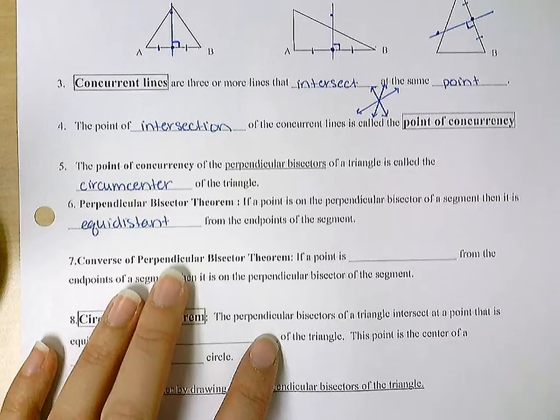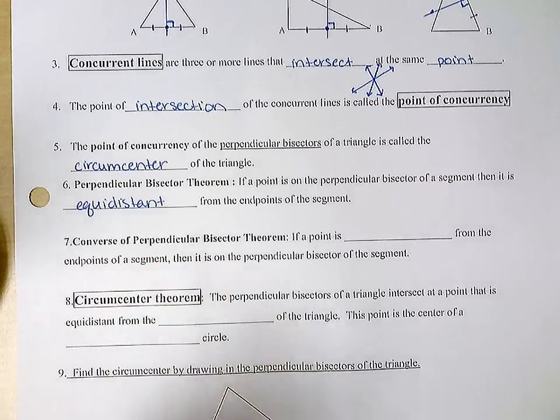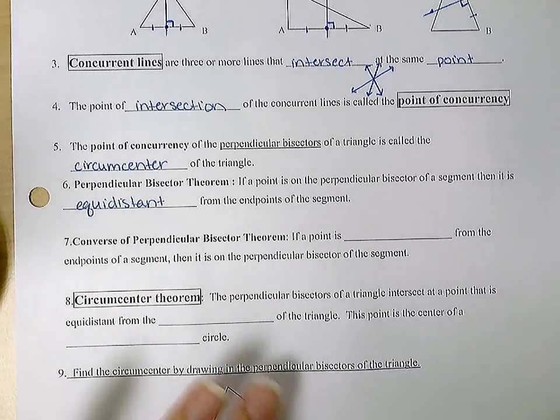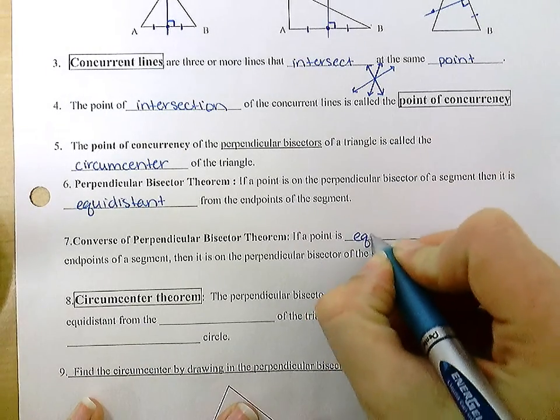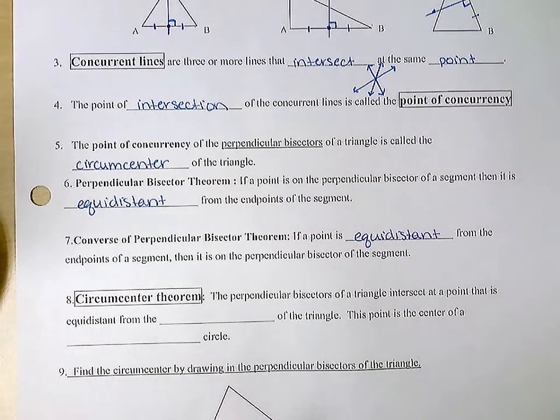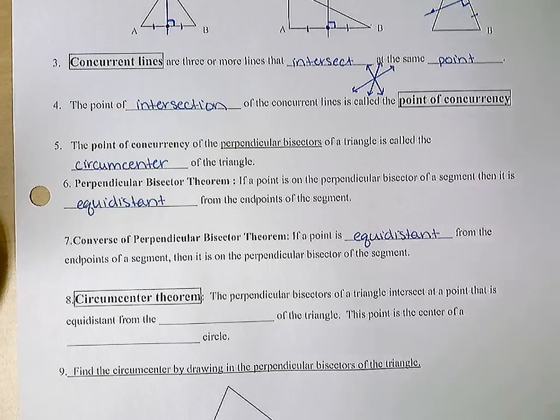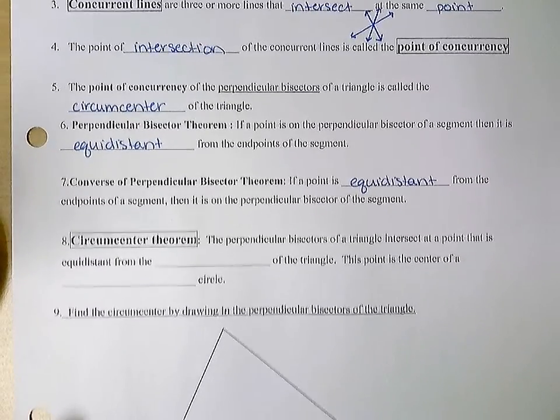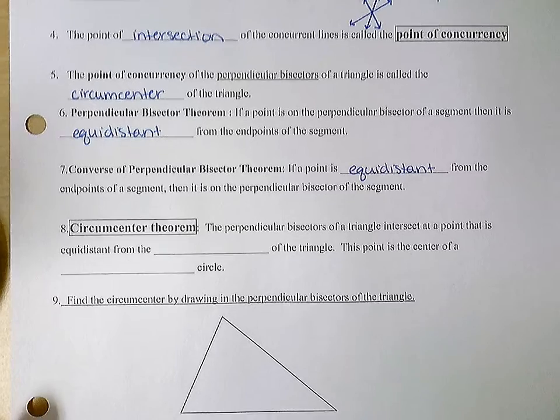We also have the converse of that. So same thing, but backwards. If a point is equidistant from the endpoints of a segment, then it is on the perpendicular bisector of that segment. And I'll explain all this in the triangle below once we draw stuff in.